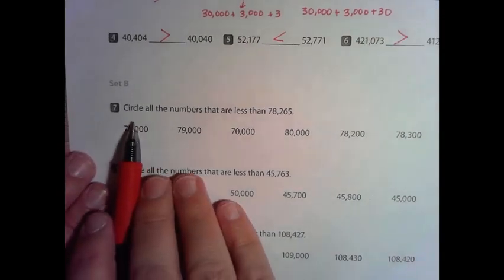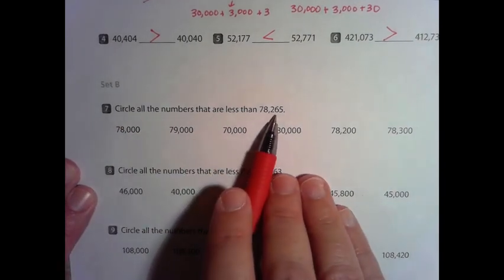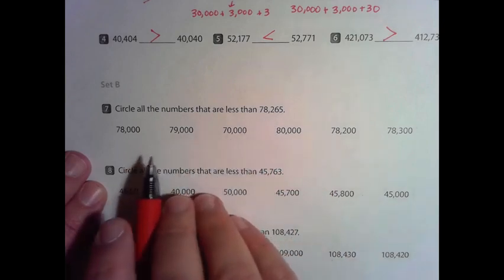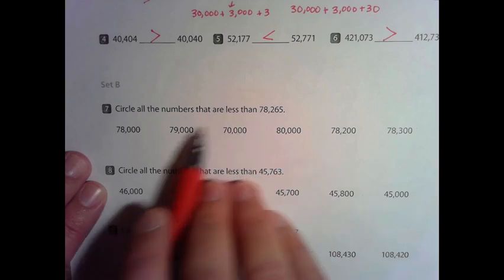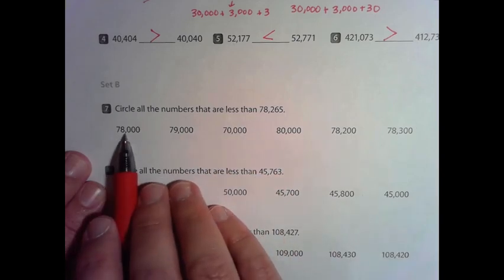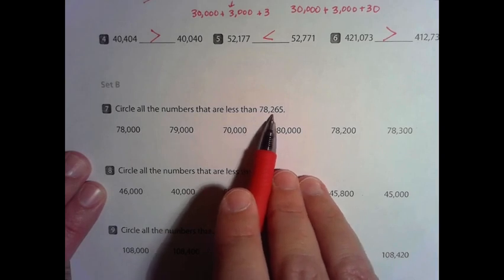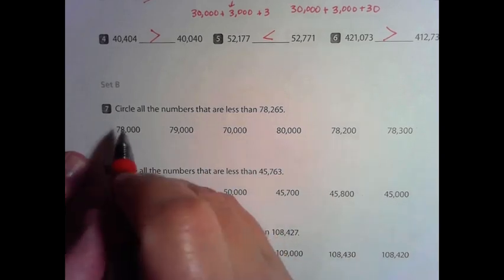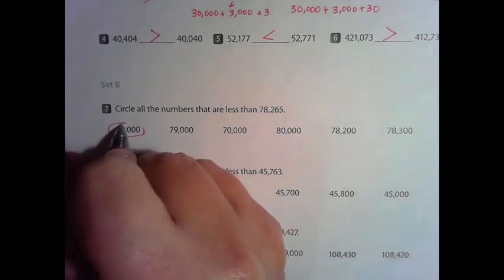Okay. Number 7, circle all the numbers that are less than 78,265. Well, again, I'm going to start with my largest place value, which is our 10,000s, and start comparing. Well, we have 78,000 here, 78,000 here. Now we have 200s and 0 hundreds. So that makes this one less than. So that's why we're going to circle it.